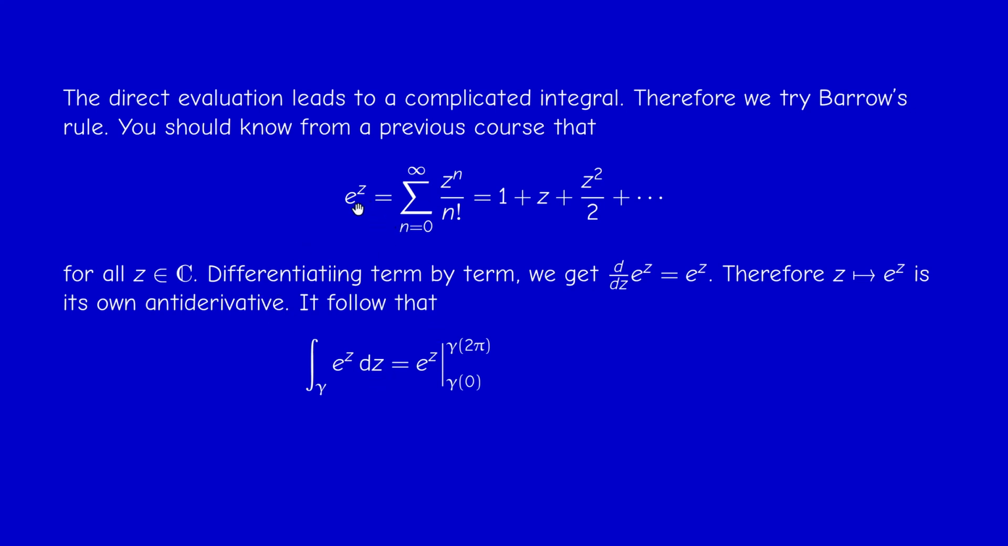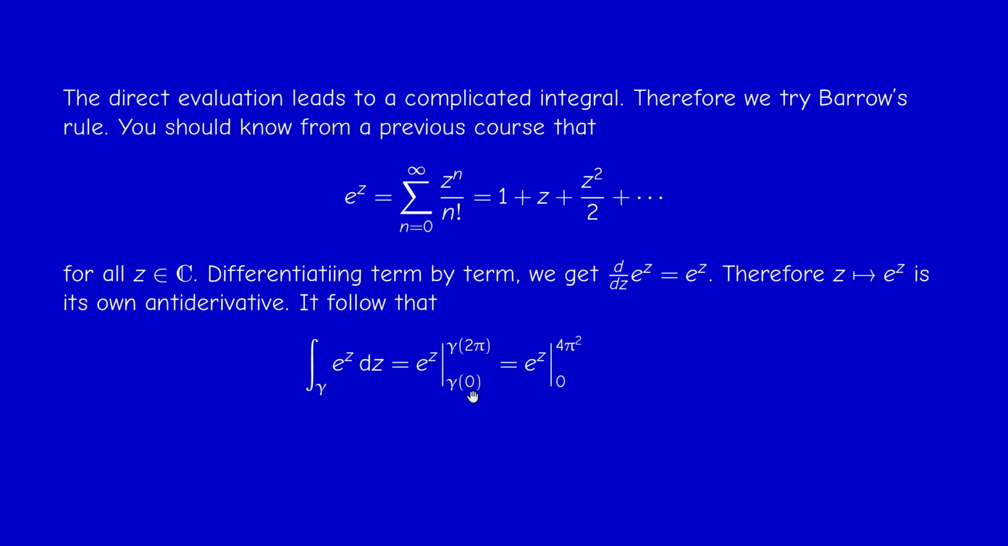Now, of course, if I had e to 2z, then the antiderivative would be e to 2z over 2. So I hope you know these results, but they are straightforward. If you take this as a definition, just differentiate term by term, you get the derivative of e^z is equal to e^z. Because the derivative here we have 1, here we have z, and so on. And therefore we can apply Barrow's rule. That tells me that the integral is e to the z evaluated between the endpoints of the path.